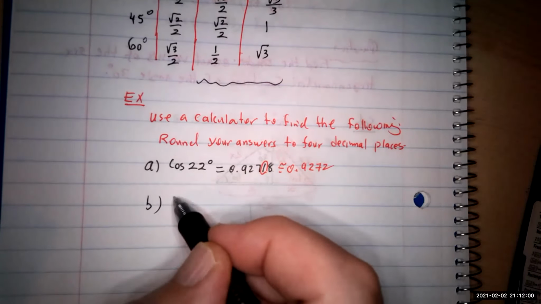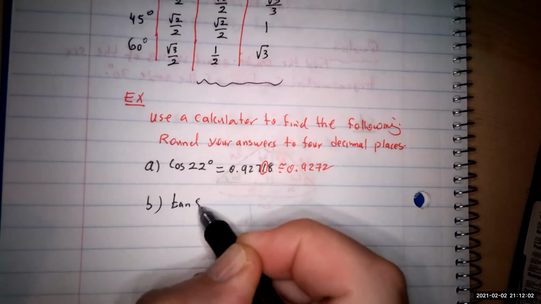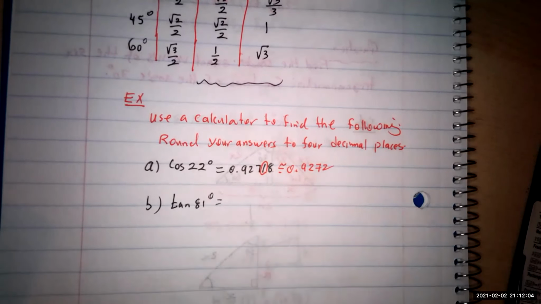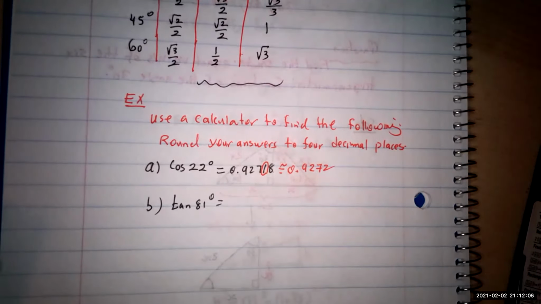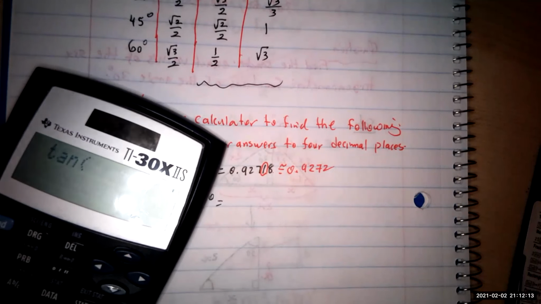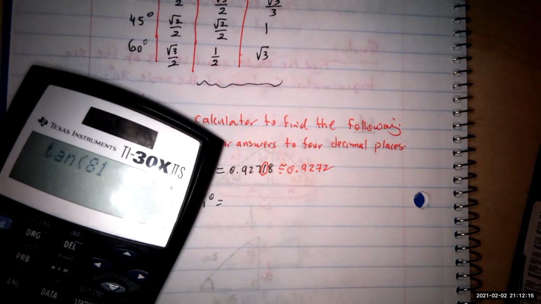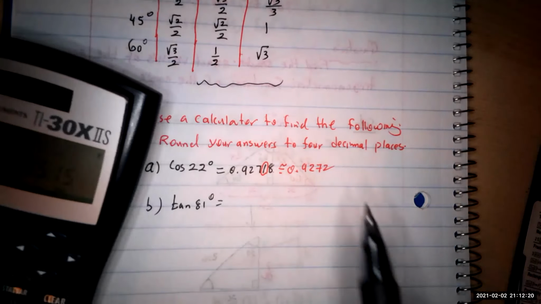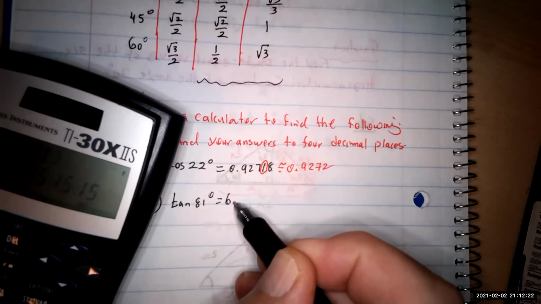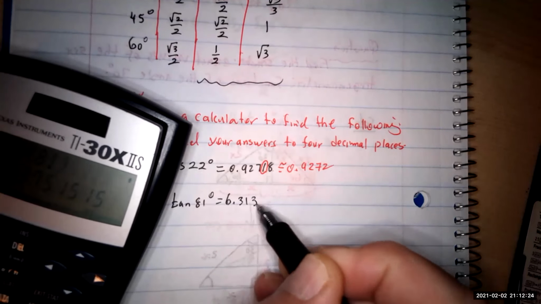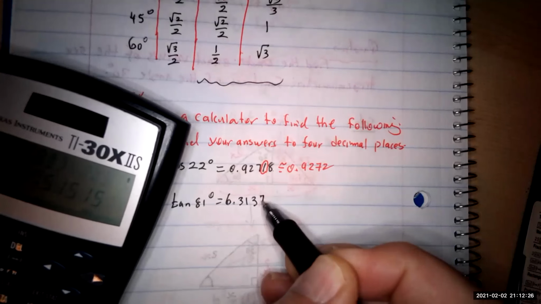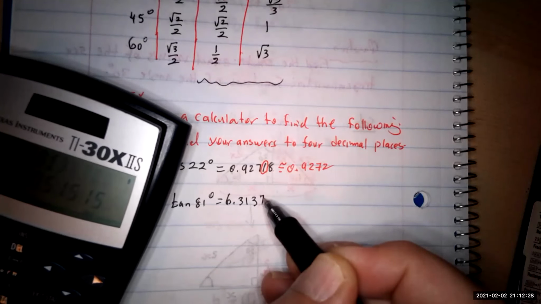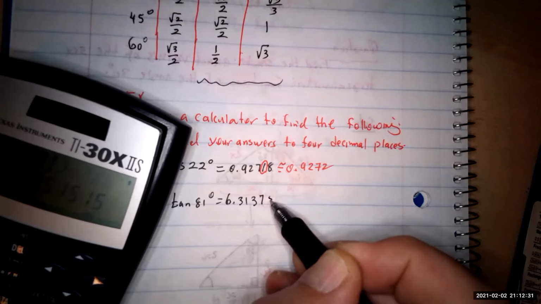So they ask for the tangent of 81 degrees. You click on the tan, then 81. This is the number 6.3137, with a 7 and a 5 following.